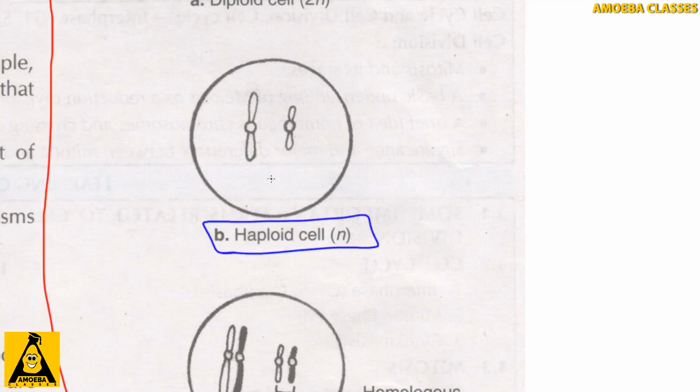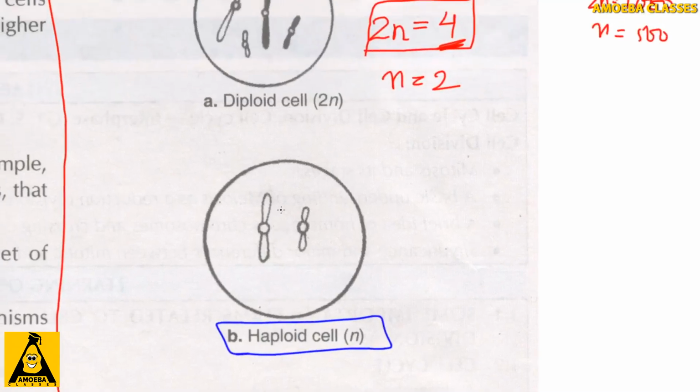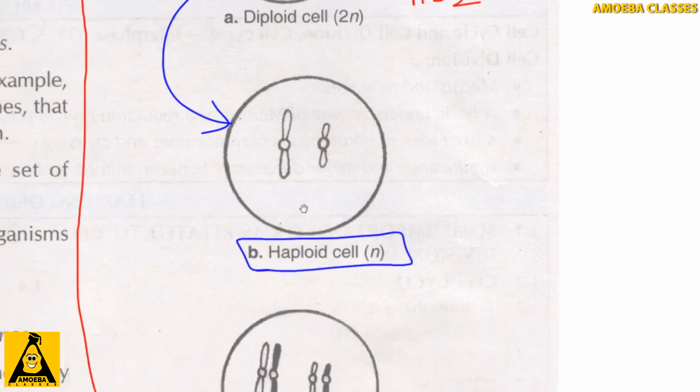Okay, we will always be comparing. Make sure that you compare it properly. We are comparing with this diagram. Over here there are 4 chromosomes and here 2 chromosomes.